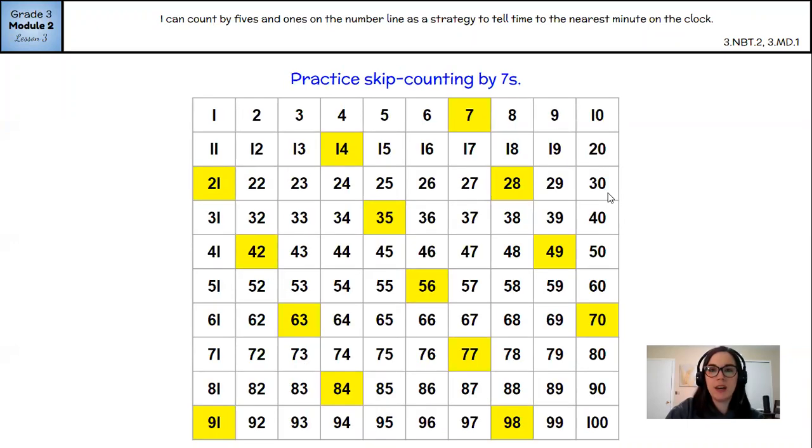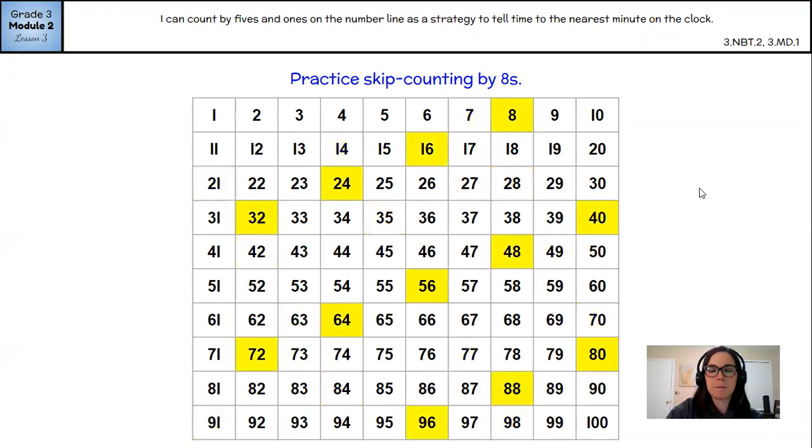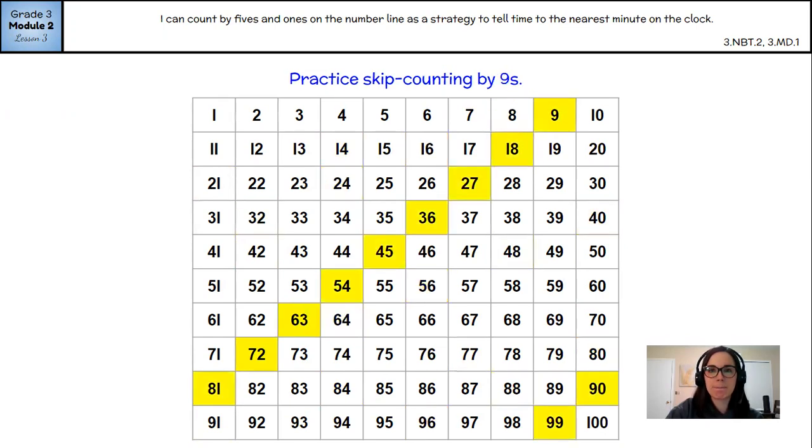All right, you can go ahead, pause your screen, practice skip counting by 7s. Okay, pause your screen, practice skip counting by 8s. Pause your screen, practice skip counting by 9s.